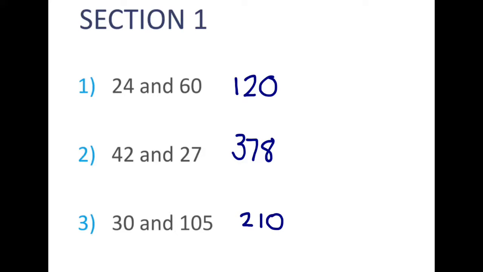So here's our answers. 120 is the lowest common multiple of 24 and 60. Number 2 is 378 and number 3 is 210. If you've got any of those incorrect, go back, try to correct them. Make sure that there aren't any errors with your diagrams. Sometimes it's best just to start all over again and have another go. But make sure you do those corrections before you move on and do some further practice. If you're not too sure, go and find someone and ask them for some help.